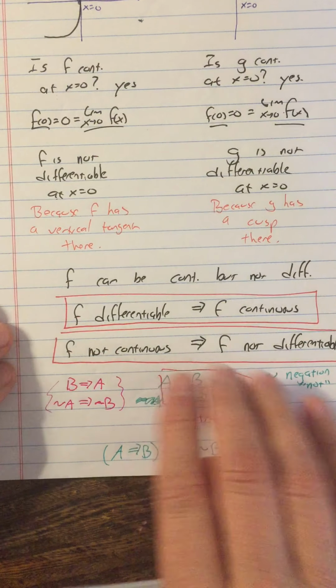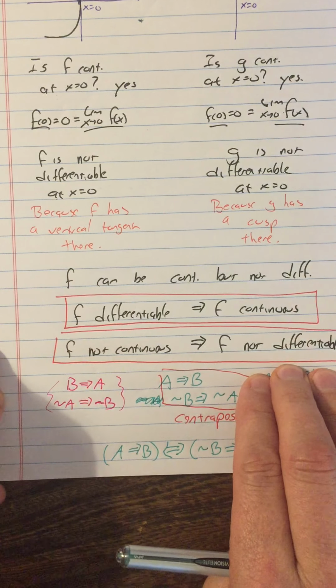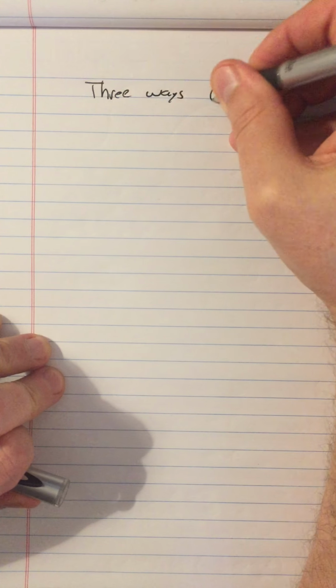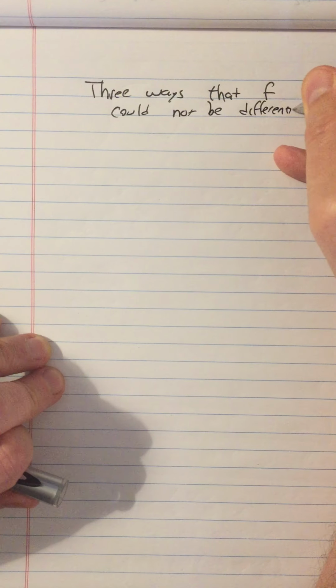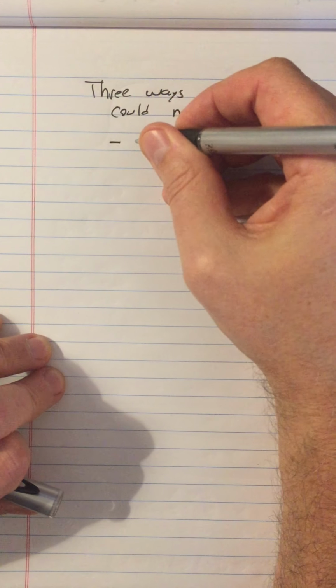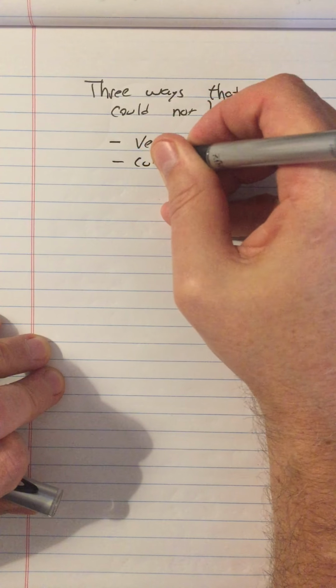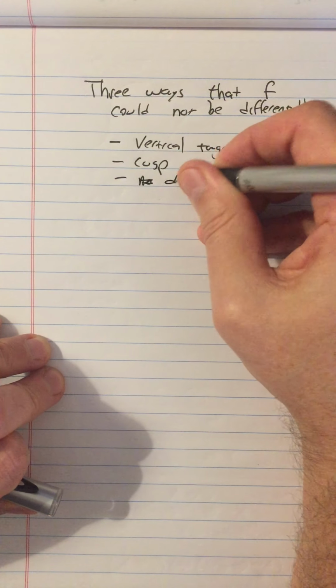So this is our conclusion. If a function is differentiable, then it's continuous. So if it's not continuous, the function is not differentiable. Therefore, we have now cataloged, importantly, 3 ways that a function f could not be differentiable. They are vertical tangent, cusp, and not continuous. Let me put it this way, discontinuity.